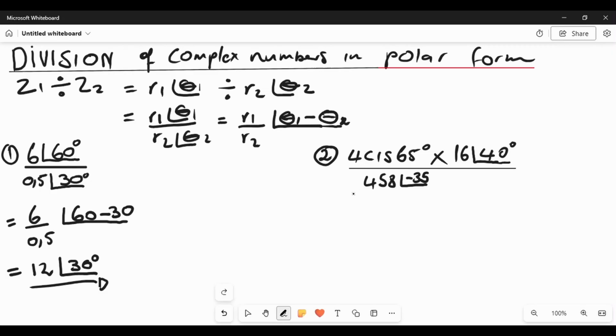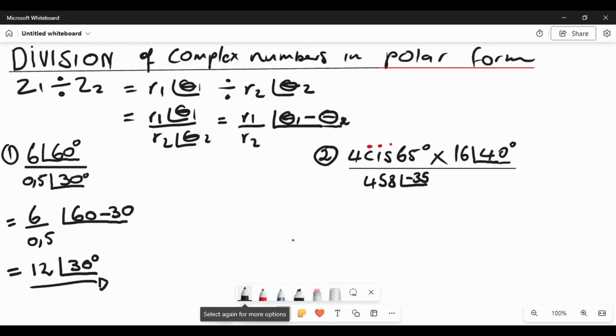All right, guys, let's do number two. Now let's look at number two. Number two is a combination of multiplication and division. Let's look at the numerator there. In the numerator, we have the cis notation. If you don't remember, cis notation basically means cos, i, and sin. It's just an abbreviation for polar form.